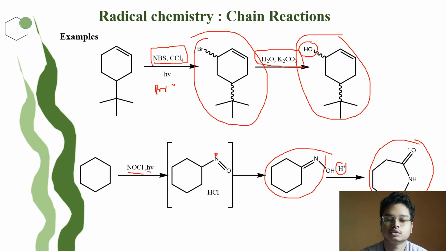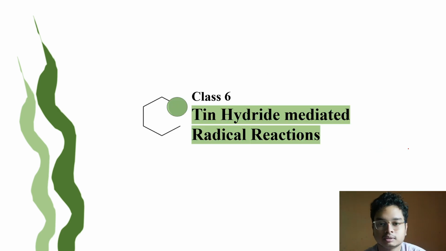Okay, so with this we end this class. In this lecture we learned how radicals can react. There are different steps of radical reactions, and after that we talked about bromination and chlorination, the chain reaction of a radical. In the next class, which is a very important class, we will discuss tin hydride mediated radical reactions. So thank you for listening to this class. We'll meet in the next class.